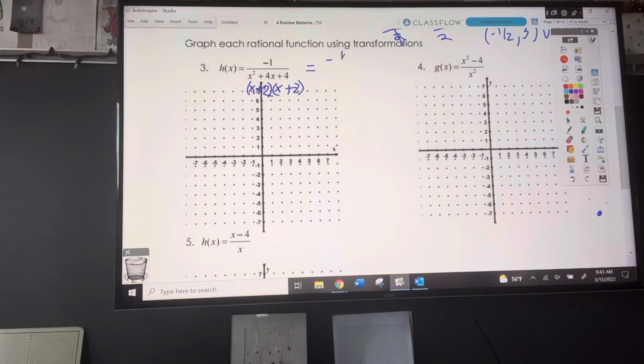So let me rewrite that as -1 over x plus 2 quantity squared.